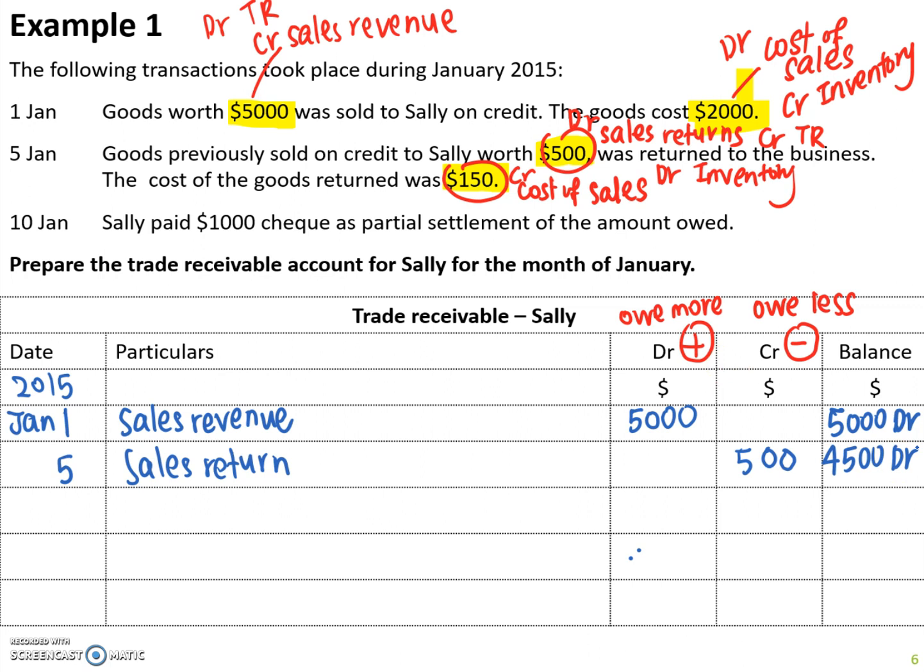Okay, then after that, on January the 10th, Sally paid $1,000 check as partial settlement of the amount owed. So now that Sally has paid the check, okay, I'm not going to do journal entries for January 10 because it's a waste of time. Okay, I'm not going to do journal entries because the question is asking us to do ledger accounts. And since there's only one figure given, it's very easy. Sally paid $1,000 check, so she owes lesser now. Okay, 1,000. Take out minus 1,000 first. She paid by check. So cash at bank.